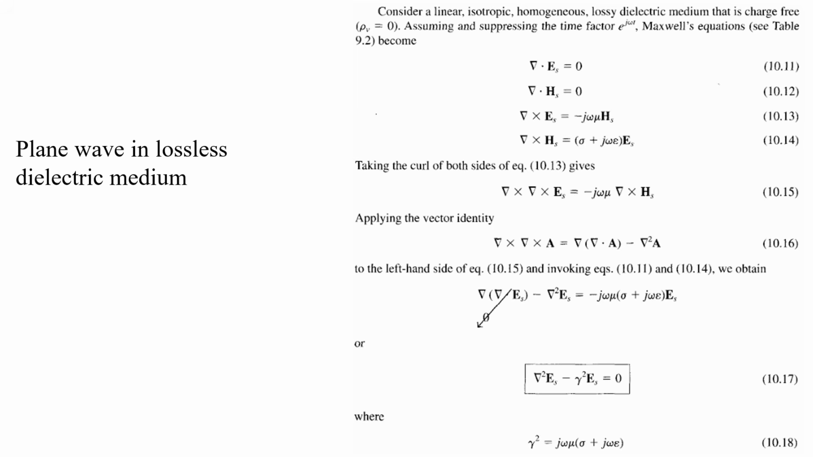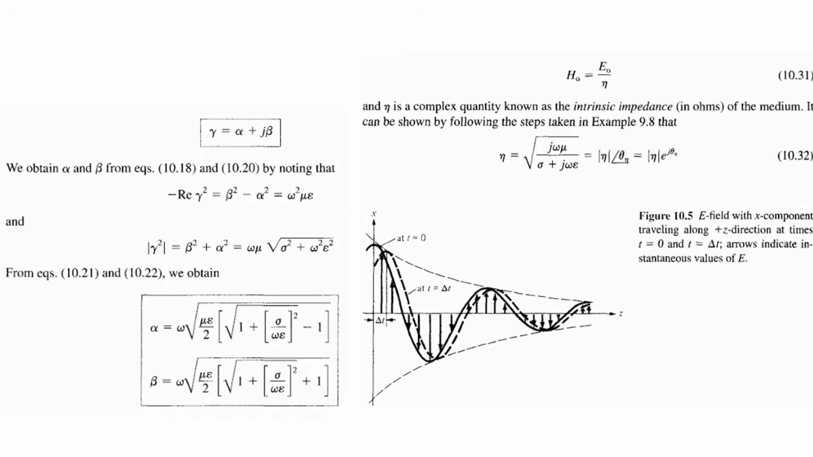Now here, what will be the value of gamma square? Just replace gamma square using j omega mu into sigma plus j omega epsilon. This is a very important result, so you must remember gamma square. Gamma is also called the propagation constant. So gamma square is equal to j omega mu into sigma plus j omega epsilon. This is the propagation constant.